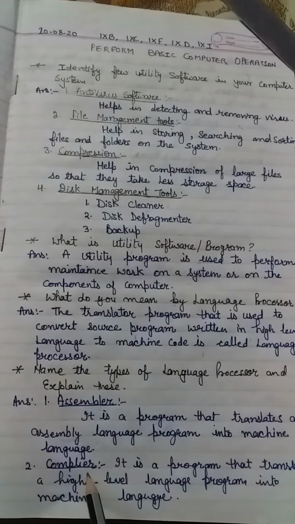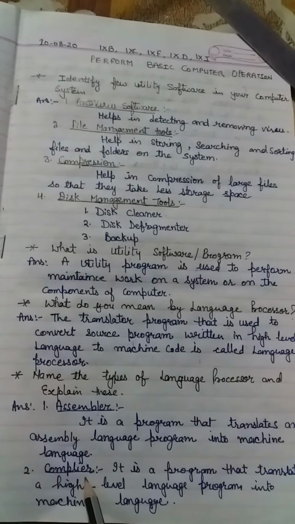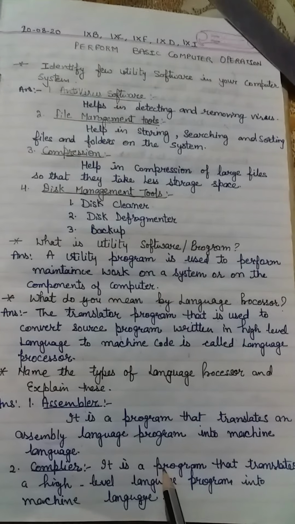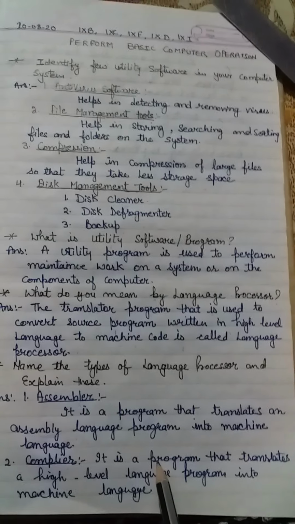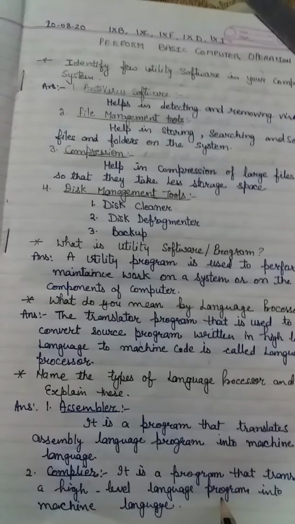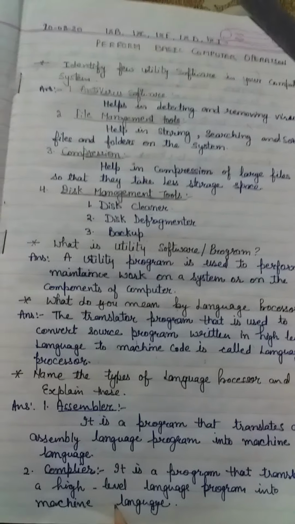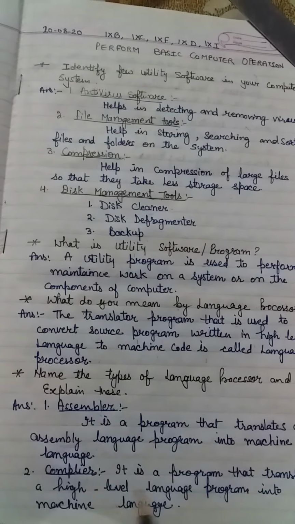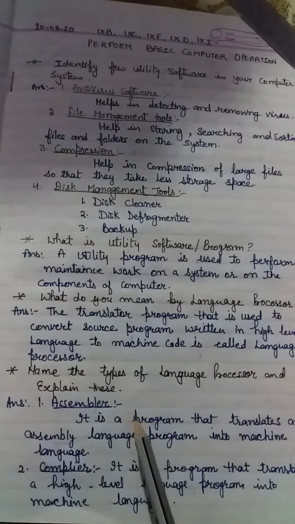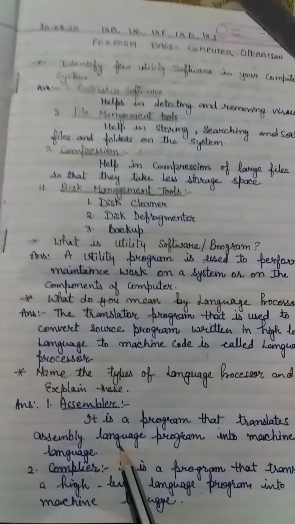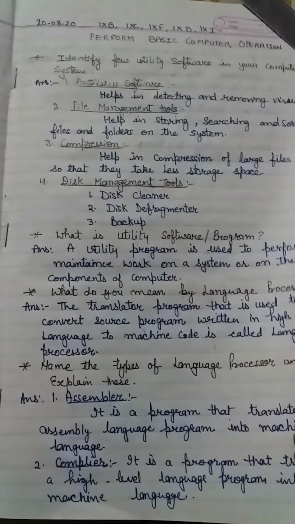Now what is done by the compiler? Compiler is also a translator program that translates a high level language program into machine language. Means your high level language is converted to machine language, but the assembler changes your language into assembly language. Okay, now the next point we have discussed, the third part, that is the interpreter.